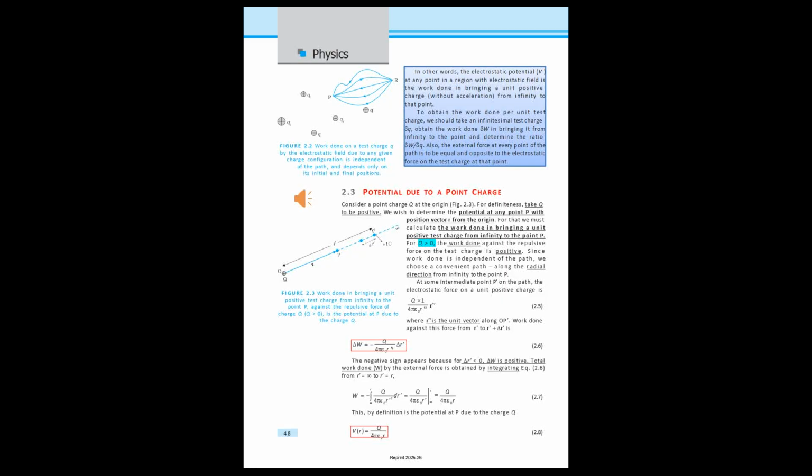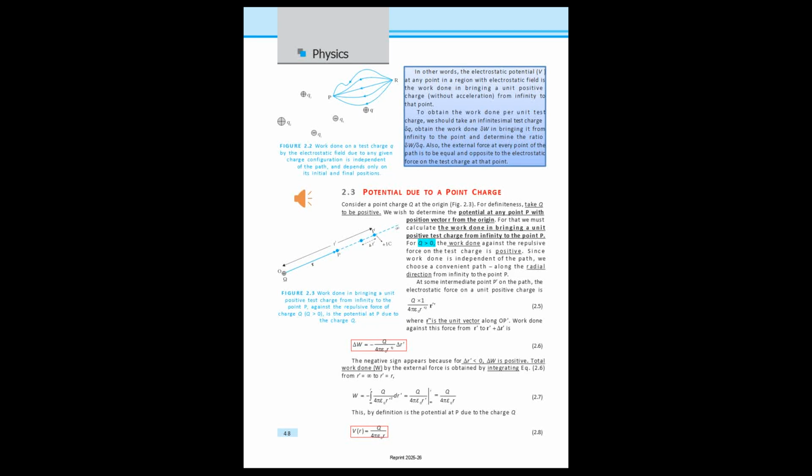To obtain the work done per unit test charge, we should take an infinitesimal test charge delta Q, obtain the work done delta W in bringing it from infinity to the point, and determine the ratio delta W by delta Q. Also, the external force at every point of the path is to be equal and opposite to the electrostatic force on the test charge at that point.